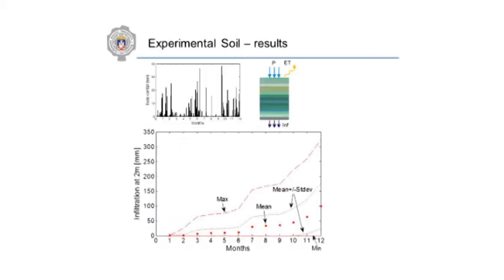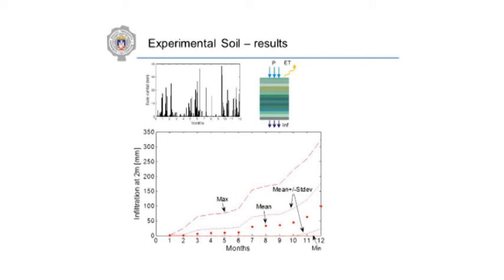And here are some of the results. Using the heterogeneous sample, we did 200 calculations, and the bottom graph shows the results we got. On the vertical axis, we have total infiltration at a depth of 2 meters, and on the horizontal axis we have time, where 1 represents January, 2 represents February, and so on.